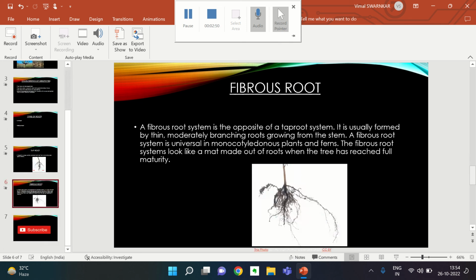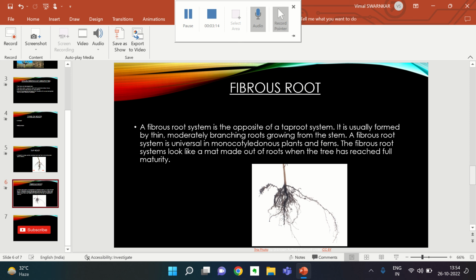is completely opposite. If you look at the fibrous root, you will find that it's opposite to the taproot system. It is formed by thin, moderately branching roots, and it is generally found in monocotyledonous plants and ferns. So that's all about the fibrous root. I hope that all of you must have seen these roots in your surroundings as well.